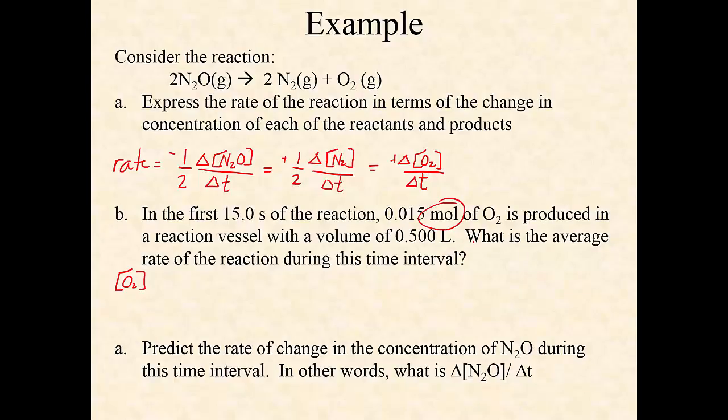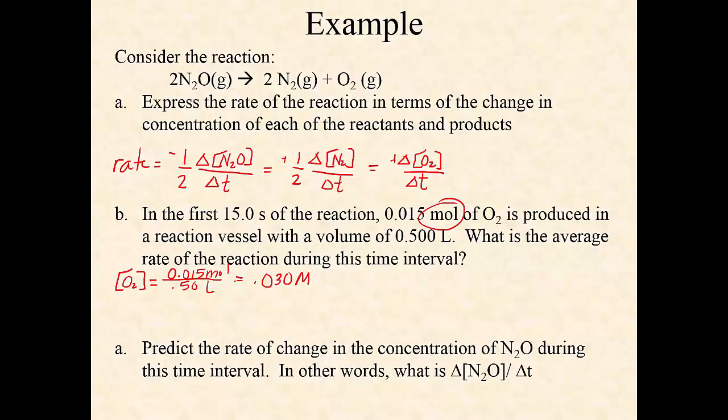So I need to have concentration, which is moles over liters. First, you're going to have to get the concentration. So you have 0.015 moles in 0.5 liters. Therefore, your concentration is 0.030. I'm keeping my significant figures, and this is the molarity of that oxygen.